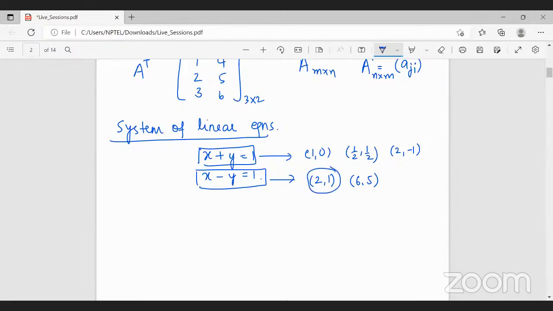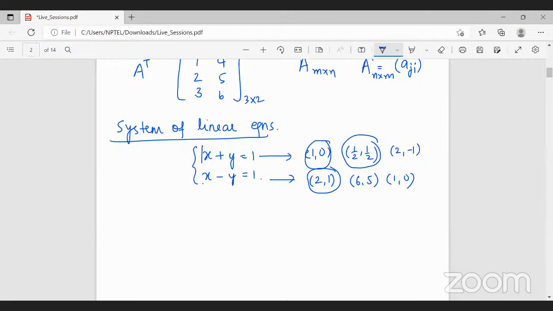Now does this 2, 1 satisfy the first equation? No, ma'am. Does this 1, 0 satisfy this? Yes. It satisfies both equations. Does 1 by 2, 1 by 2 satisfy the second? No, ma'am. So if we are going to look at common solutions, the number of solutions is going to reduce.